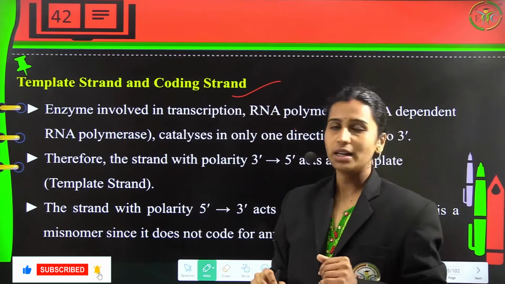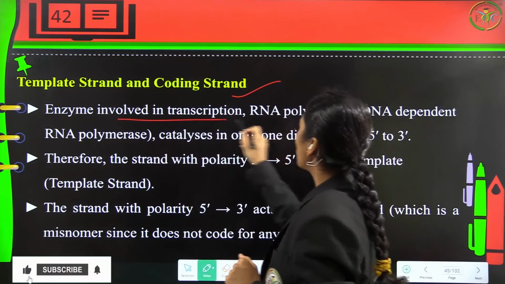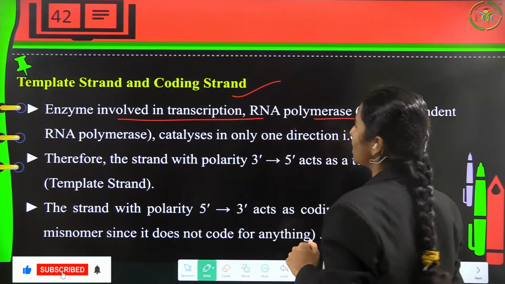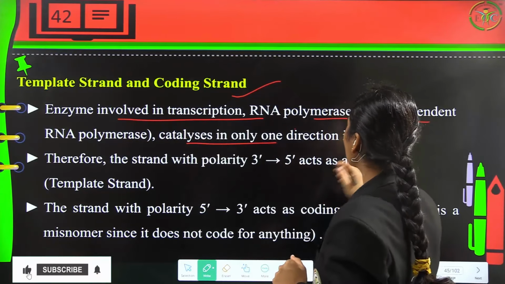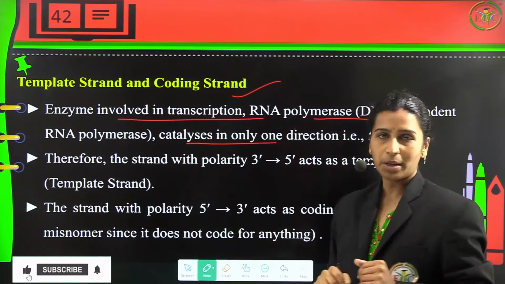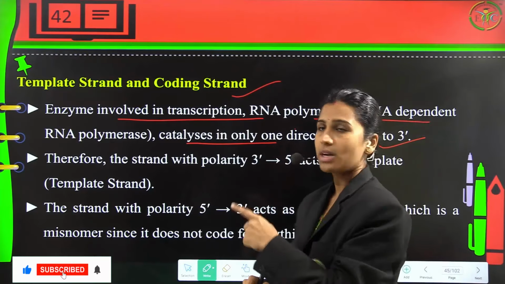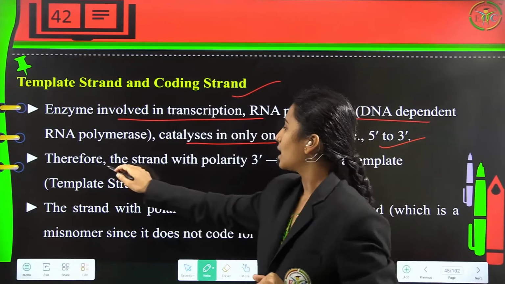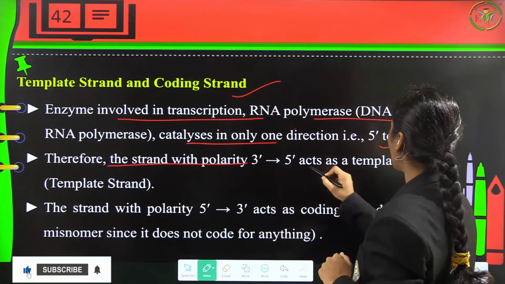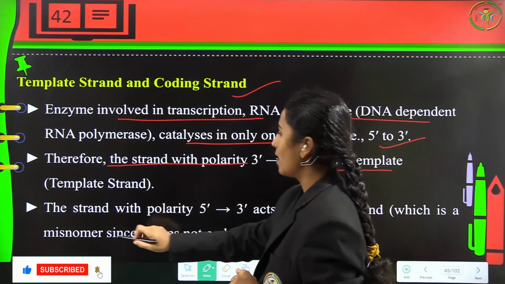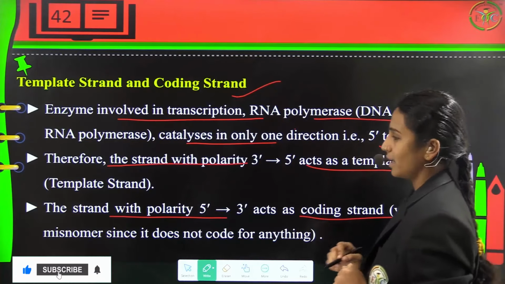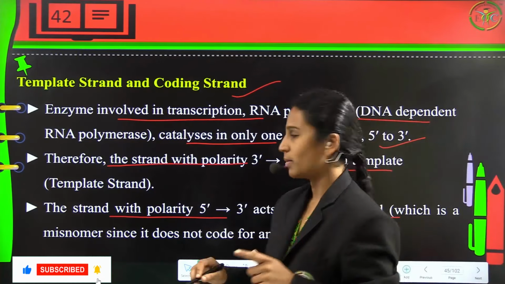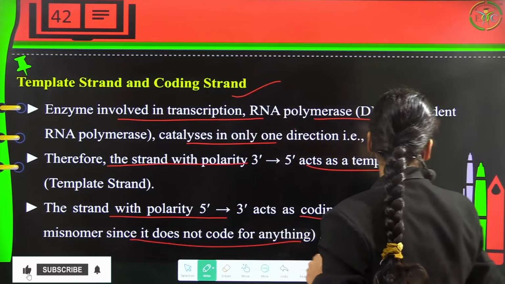Next, template strand and coding strand. The enzyme involved in transcription, RNA polymerase, is going to catalyze in one direction, which is 5' to 3'. Therefore, the strand with polarity 3' to 5' will act as the template strand, and the strand with 5' to 3' polarity will act as the coding strand, which is the non-template strand, since it will not code for anything.